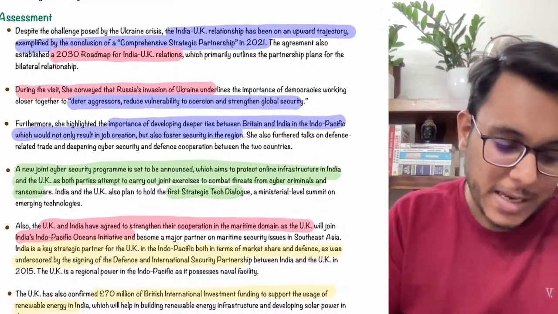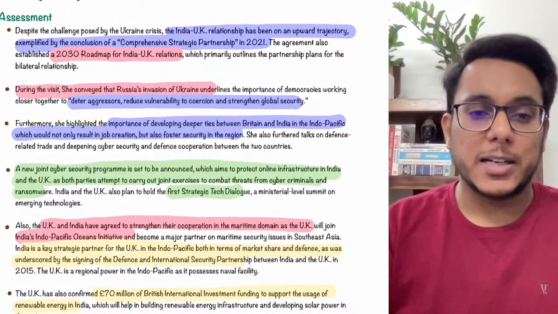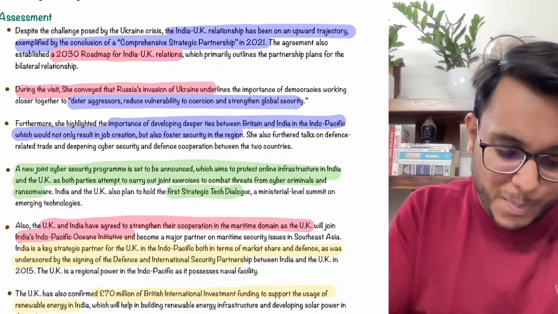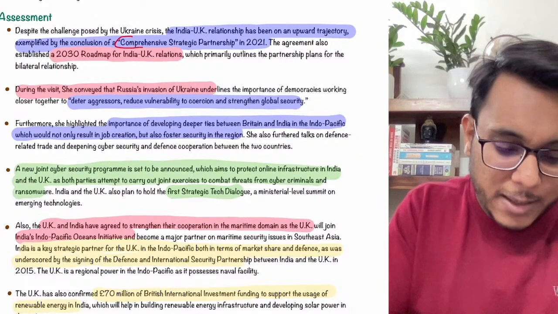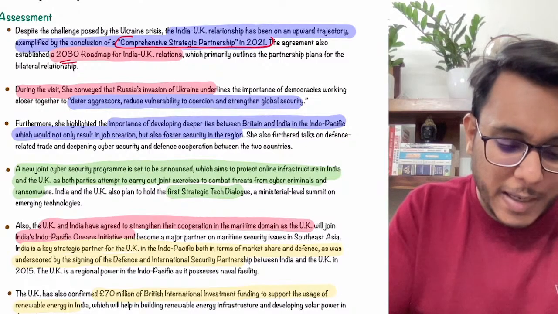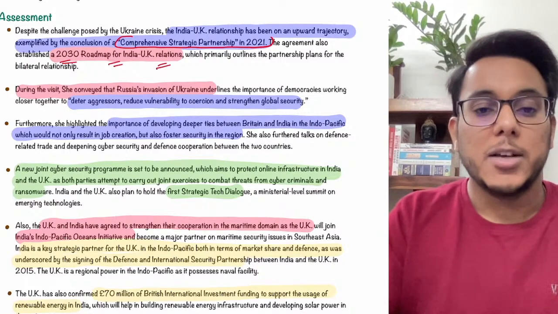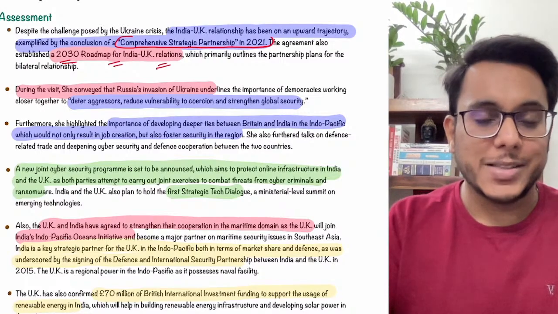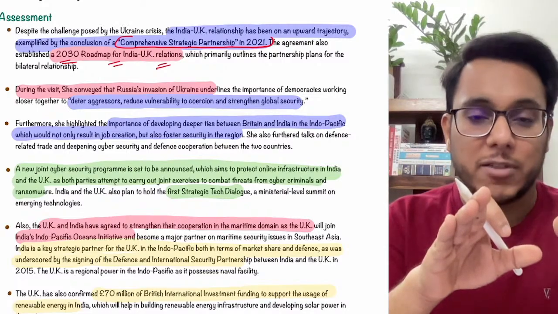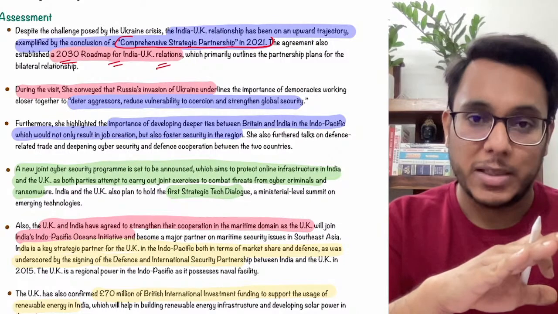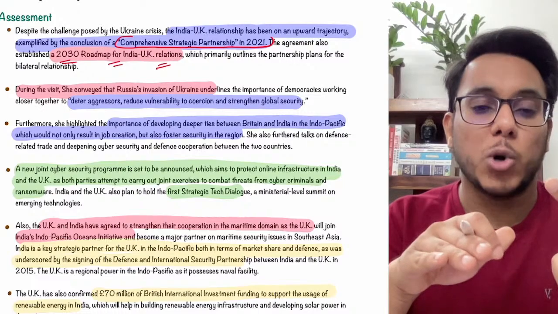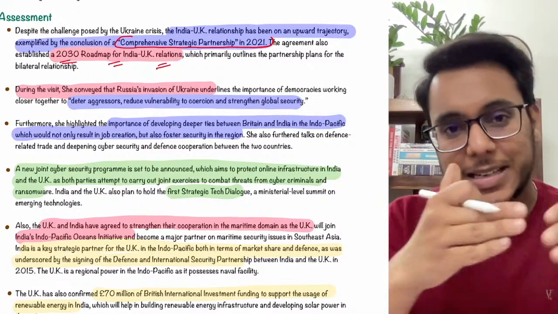Now, what are the key takeaways in the India UK relationship? First of all, in 2021, India and UK signed the comprehensive strategic partnership agreement, which talks about the 2030 roadmap for India UK relations. See guys, it is not the bilateral trade and investment agreement, the FTA, that is to be signed between India and UK. Still it is pending.